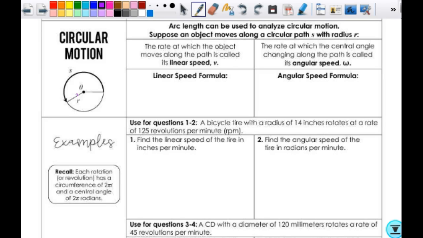Okay, so the rate at which the object moves along the path is called the linear speed. Okay, so your linear speed is like your distance or your velocity. So v is velocity, and it's just equal to s over t, and both lowercase. What does s represent that we just did? No, velocity is the speed. Arc length, yes. This is arc length over time. That makes sense, right? That's what your velocity is.